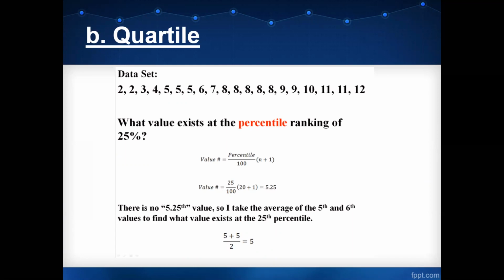Yeah, I have a question. What about here? If we had 5 and 6? Okay, so the 5th and 6th. I mean here. The fifth one was five. And the sixth one is five. Five, yes.